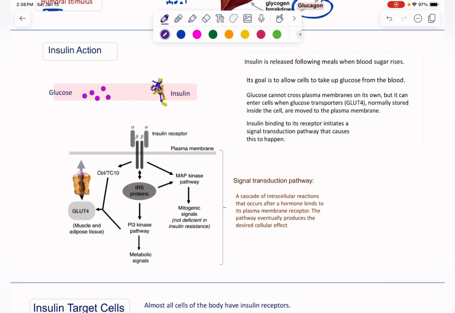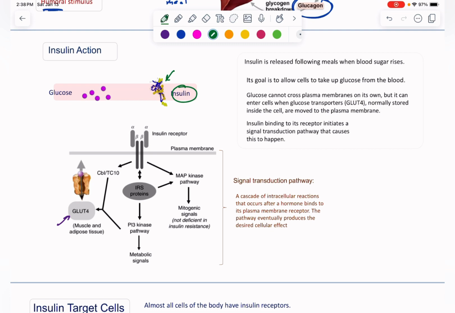So how does all of this happen? Because normally these glucose transporters are located inside the cell. They're stored inside the cell. They're not up at the plasma membrane. So what happens here is we have the hormone insulin. This is the three-dimensional structure of insulin. It's a protein hormone. Insulin is going to move from the capillaries, from the blood.